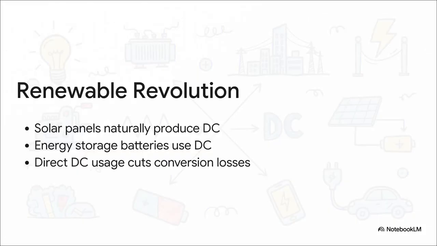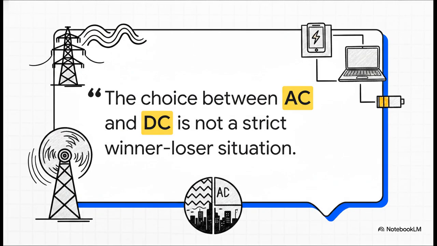Plus, the entire green energy revolution leans heavily on DC. Solar panels don't use spinning magnets like a traditional AC generator. They naturally produce direct current straight from the sun. And those giant battery banks storing that renewable energy? Exclusively DC. In fact, directly linking DC solar panels to DC batteries and DC devices can slash energy conversion losses by up to 80%. So, ultimately, the choice between AC and DC, it's not a strict winner-takes-all scenario anymore.